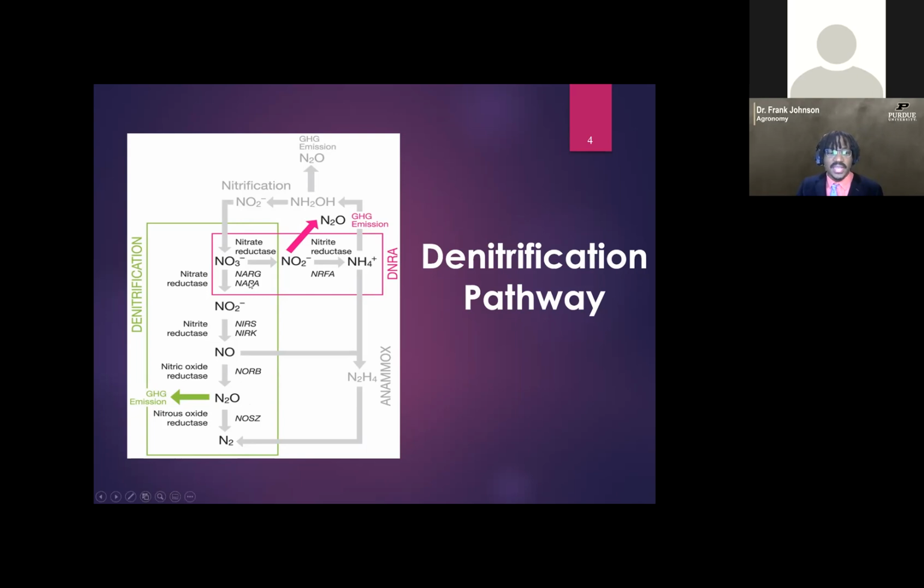Here on the right side are genes that code for these enzymes here on the left side that are responsible for facilitating the reaction. I have them listed here because it was another portion of my dissertation research that I won't necessarily be discussing today. But if anybody has any questions about the molecular work that I've done, please feel free to ask as well.